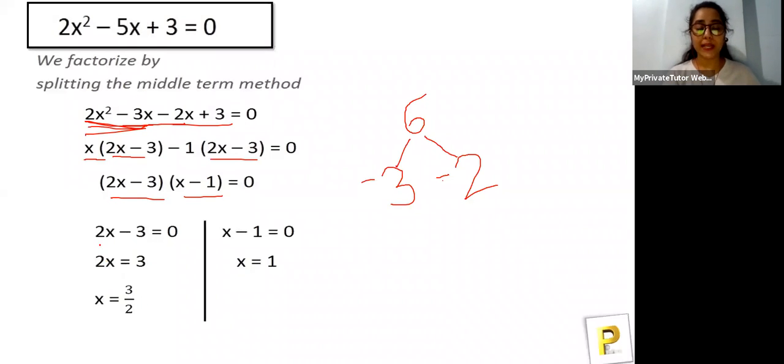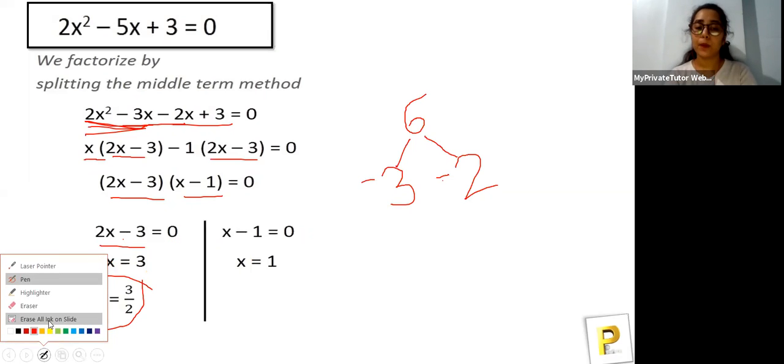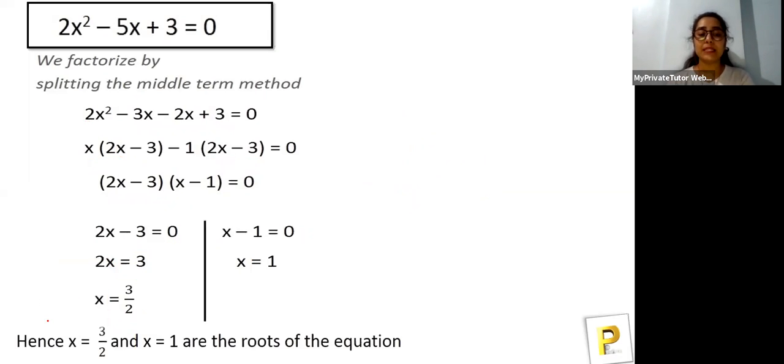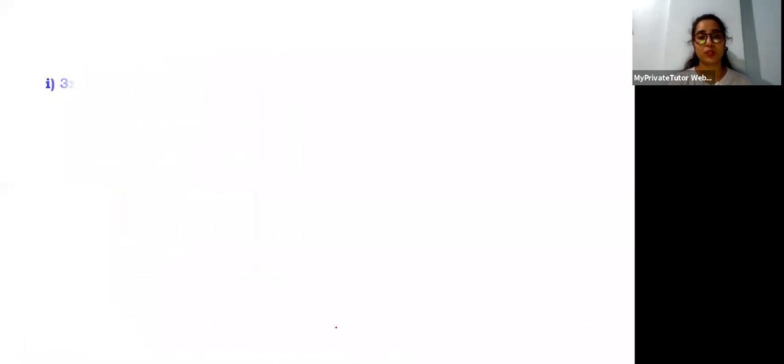Okay, so 2x minus 3 is equal to 0, and what will happen now? 3 will go on this side, so it becomes positive, and we have to find the value of x, right? We don't have to find the value of 2x. So this becomes x is equal to 3 by 2. Okay, and here simply 1 will go on the right hand side, and you'll get the value as 1. Okay, so hence x is equal to 3 by 2 and x is equal to 1 are the roots of the equation. Okay, let's move towards the next question.